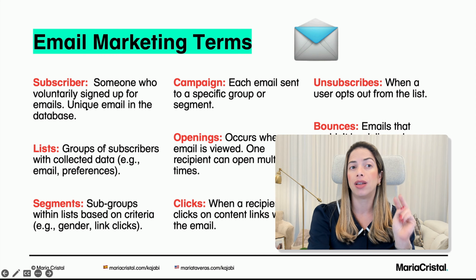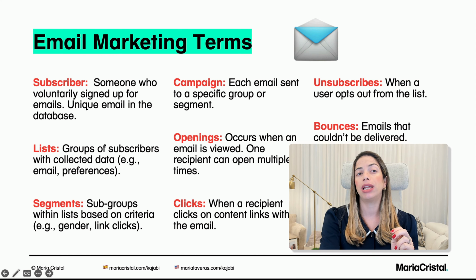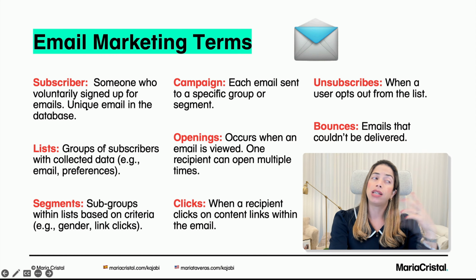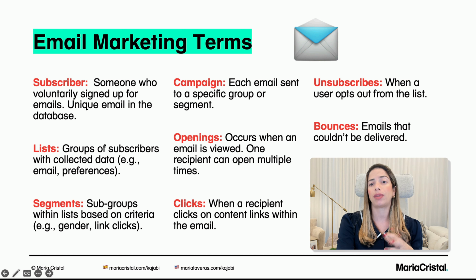Clicks when they click on the email links. Unsubscribes is when they decide to opt out. And bounces are emails that couldn't be delivered. They failed to reach the recipients. There are soft bounces, where temporarily there's an issue because they have a full inbox, or the hard bounce, which is an invalid email address.